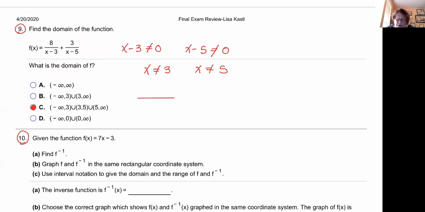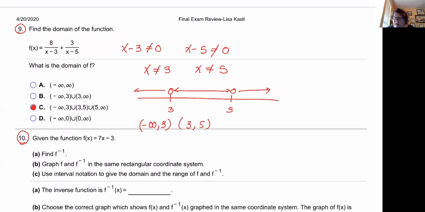Again, looking at the number line, this looks like this. You have holes at 3 and 5. Anything to the left of 3 is okay. Anything between 3 and 5 is okay. Anything to the right of 5 is okay. But 3 and 5 have to be excluded.